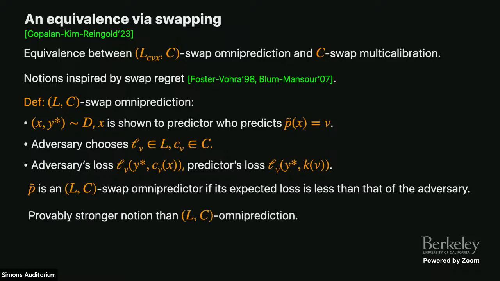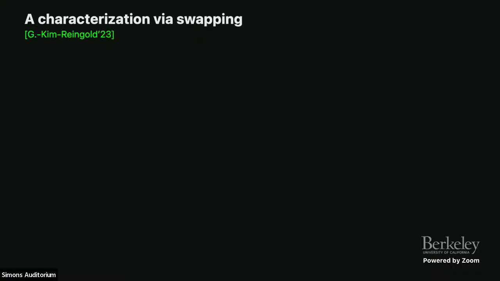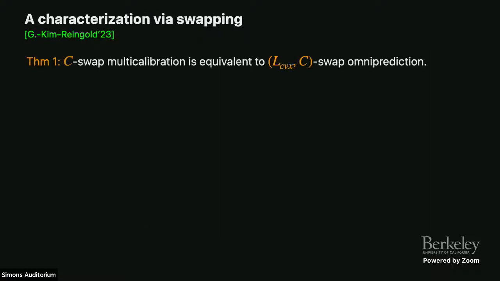So it's a provably stronger notion than just standard omniprediction, right? And what we prove in this work is that C-swap multicalibration is in fact equivalent to L-convex C-swap omniprediction. So forget the swap here, because they're basically equivalent. C-multicalibration is equivalent to swap omniprediction for convex loss functions, right? So this is a characterization.